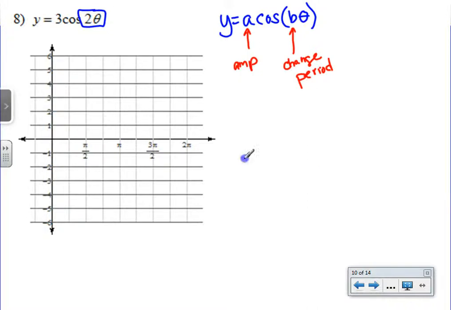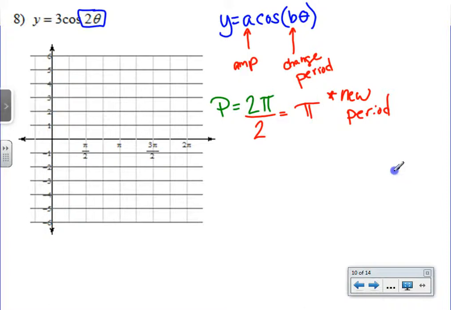Let's talk about what would have been the normal period for any cosine graph. The normal period was 2 pi, but because they have this 2 stuck in this equation, you're going to divide the period by the b value. So what is 2 pi divided by 2? Pi. What that means is that pi is the new period length.